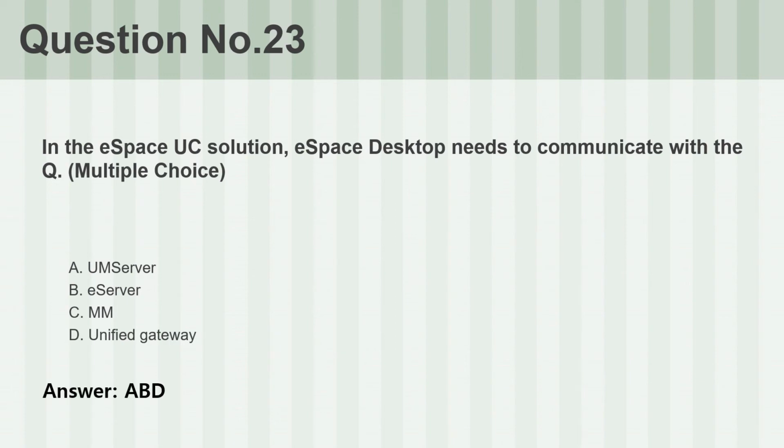Question number 23. In the eSpace-UC solution, eSpace Desktop needs to communicate with the queue. Multiple choice. A. server, B. eServer, C. D. Unified Gateway. Answer ABID.